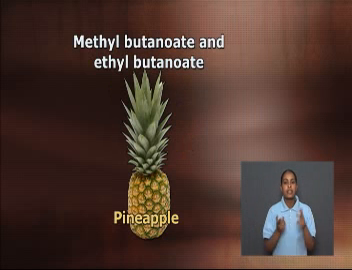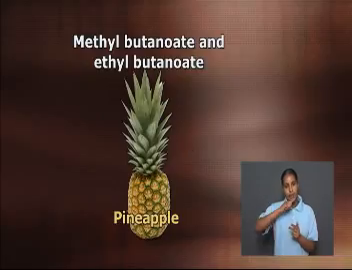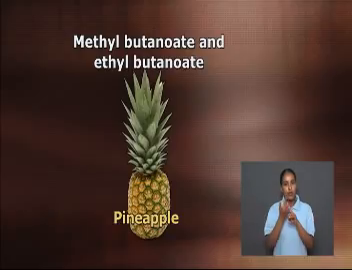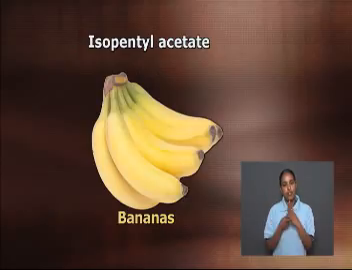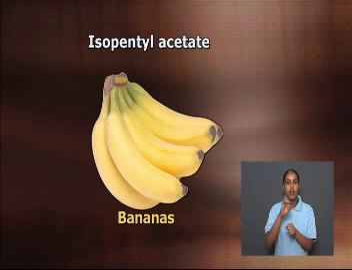In the third image, we see a pineapple. It gets its flavor from the ester methyl butanoate and ethyl butanoate. Finally, in the fourth image, bananas are shown. They contain the ester isopentyl acetate.